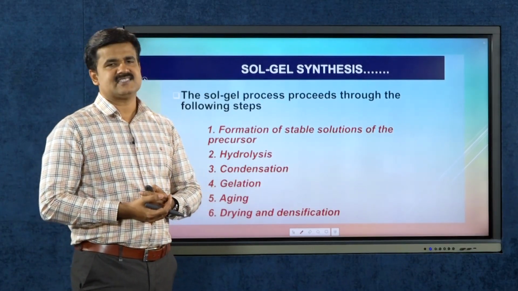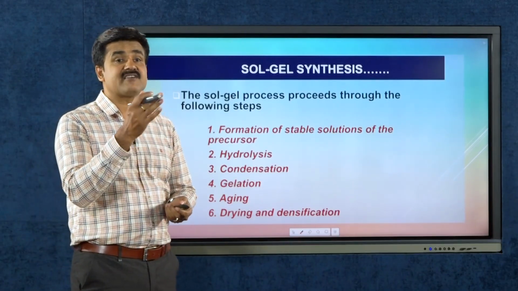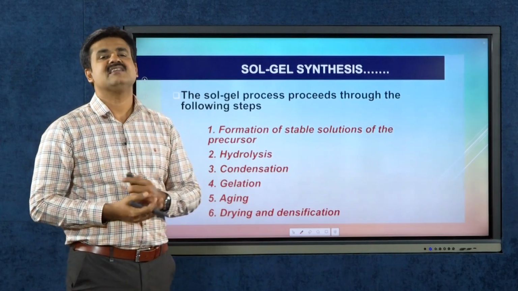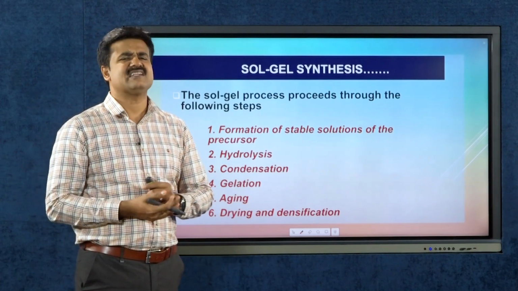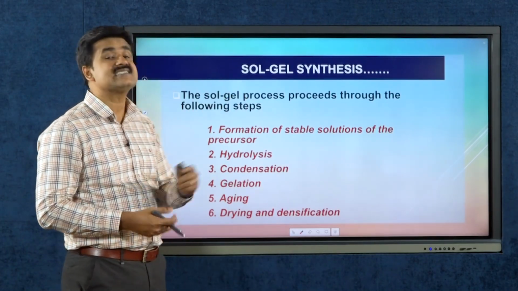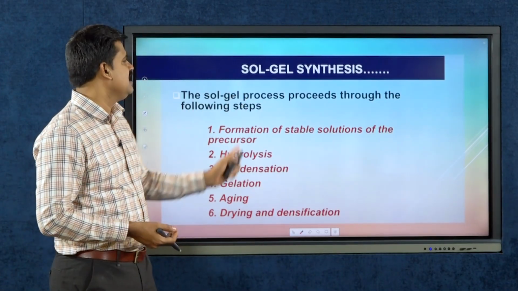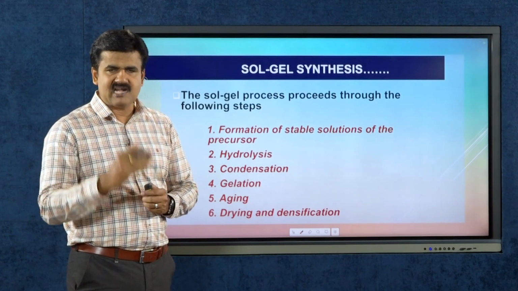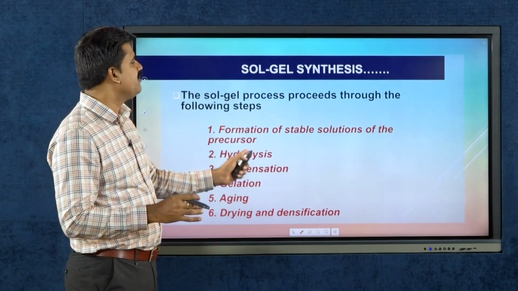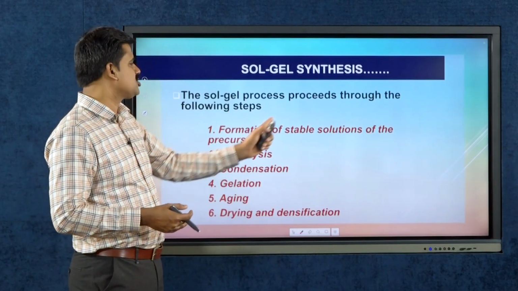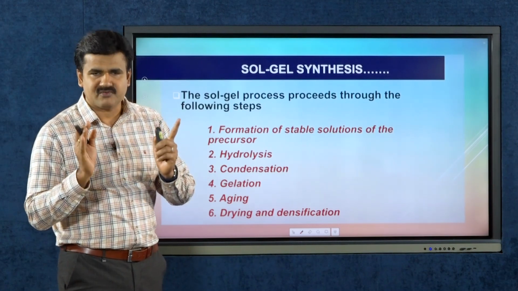In the sol-gel synthesis, there are several consecutive steps. We can move on to the important steps. Or simply we can say that the sol-gel synthesis goes through the following 6 stages. The first stage is formation of a stable solution of the precursor. Here we are taking a suitable precursor or a suitable salt and dissolving it in a solvent. It must be soluble in a suitable solvent. So, the first part is formation of a stable solution of the precursor.